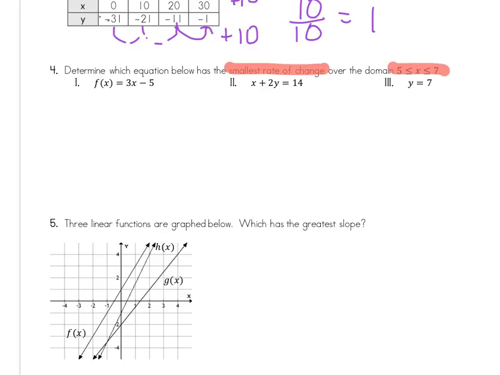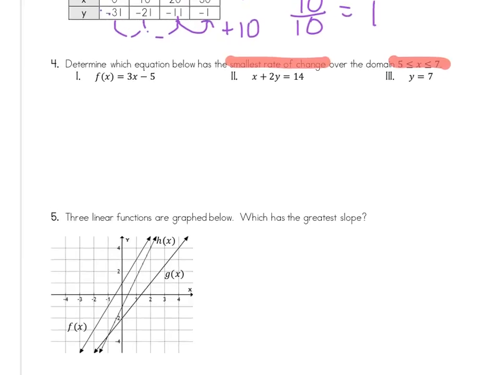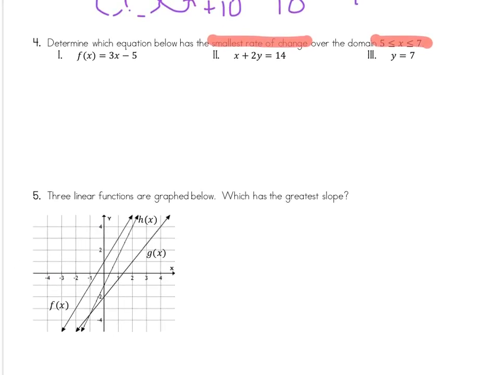So we could make a bunch of tables and use our x values, our domain values of 5 to 7, but let's think about this in a smarter way. The domain could have said negative 1 million to 20,000, and it wouldn't matter because the slope of a line is the same over the whole function.